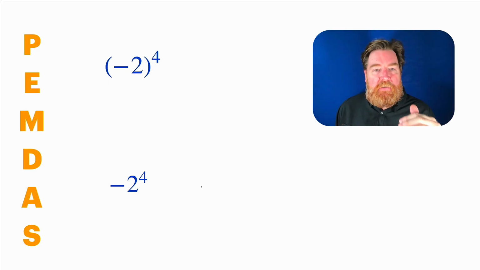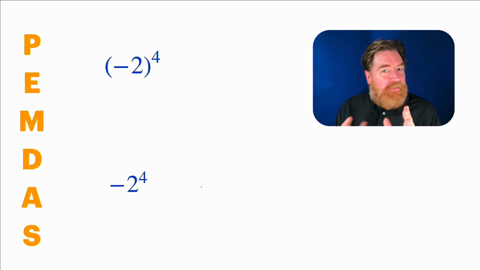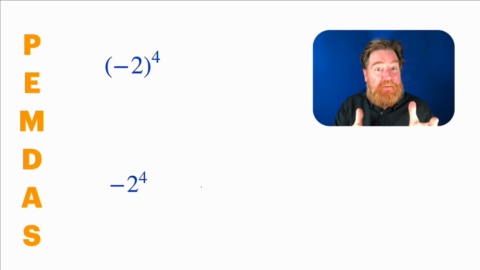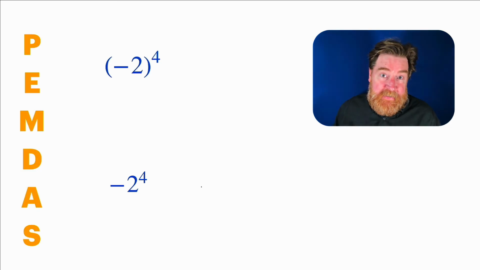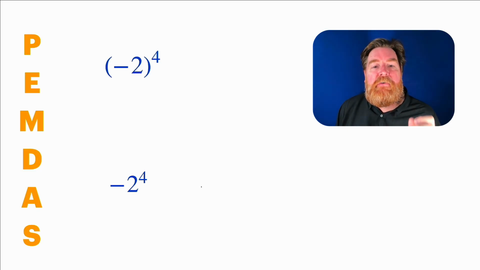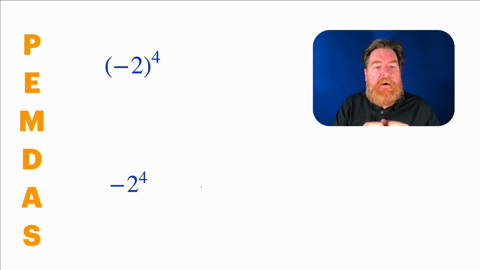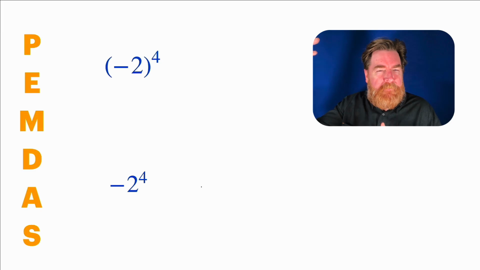Take a look at those two expressions. They look very similar, right? But the top one has this set of parentheses around the -2, and the bottom one does not. And that turns out to be really important in this case. Take a look at the top. Let's go through the order of operations on this one. I see a set of parentheses. I see an exponent of 4.